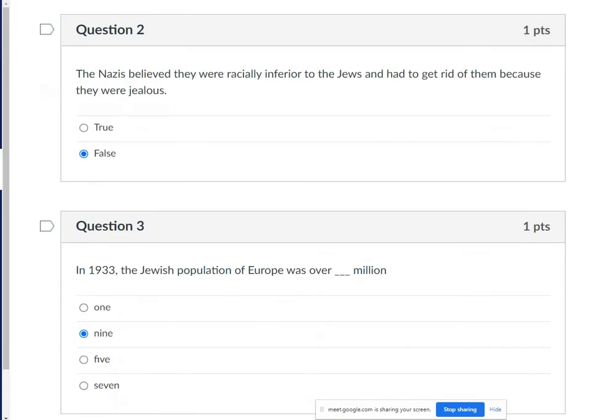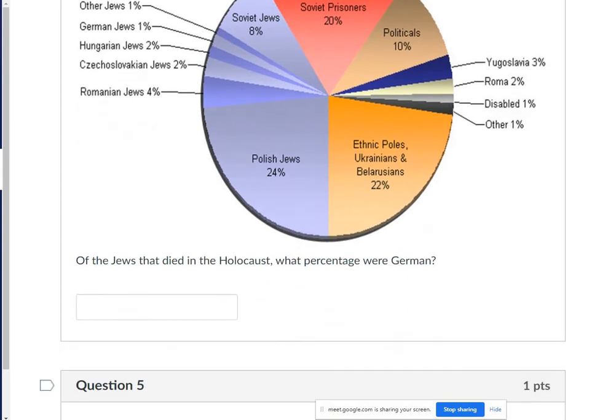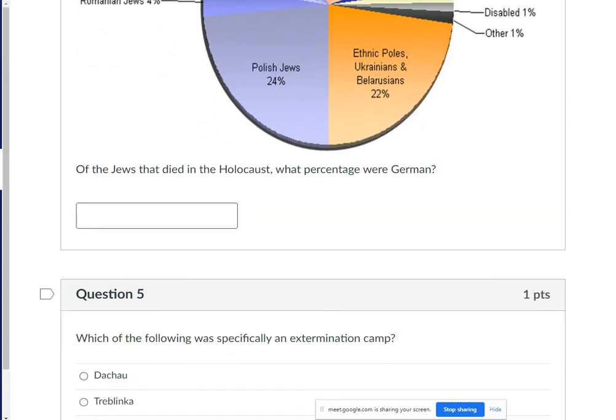All right, this one is using a graph of those who died in the Holocaust. What percentage were German? You want to go around, and even if it sticks out to you, look at all the labels, because if you ever see a chart, you want to make sure there's not something sneaky in there. So we've got Soviet prisoners, politicals, Yugoslavia, Roma, disabled, other. But anyway, it is over here. German Jews is 1%. So it's just 1 for number 1.